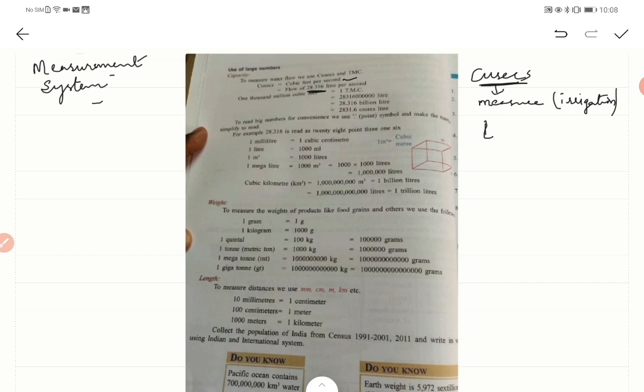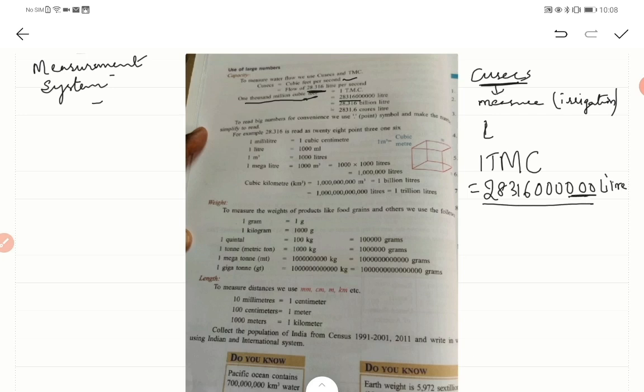All right, so again you have one more unit which is very big, that is 1000 million cubic feet. This is nothing but this number: 28316, 6 zeros, of liters.